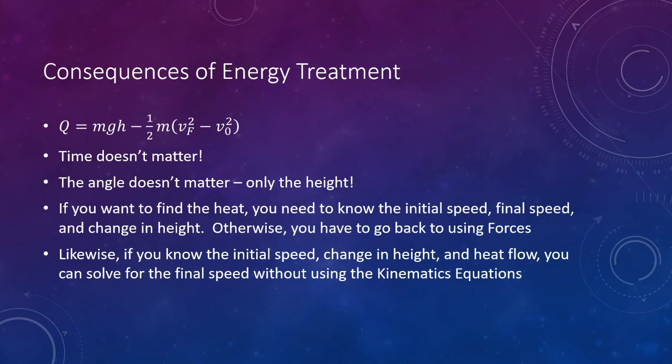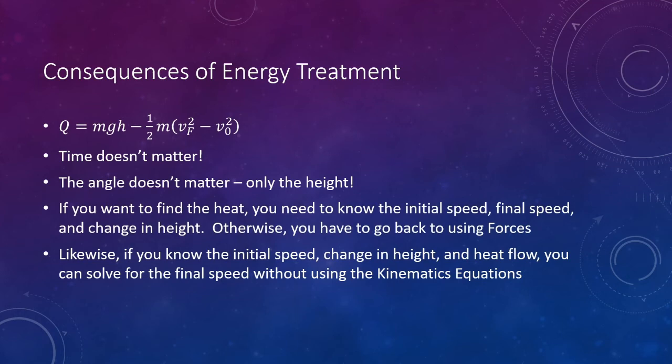And so if we want to find the heat, we need to know the change in height, the initial speed, and the final speed. If we are missing one of those pieces of information, we have to go back to dealing with forces and Newton's laws. But where it gets to be really powerful is when there's no friction or no heat flow.